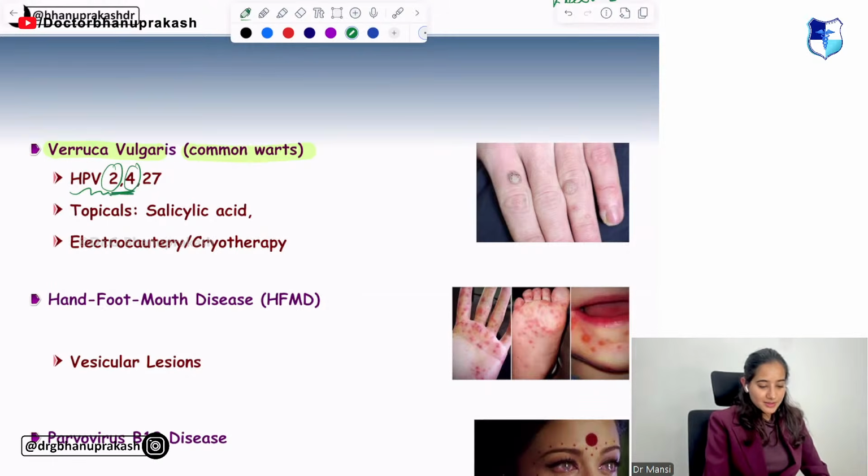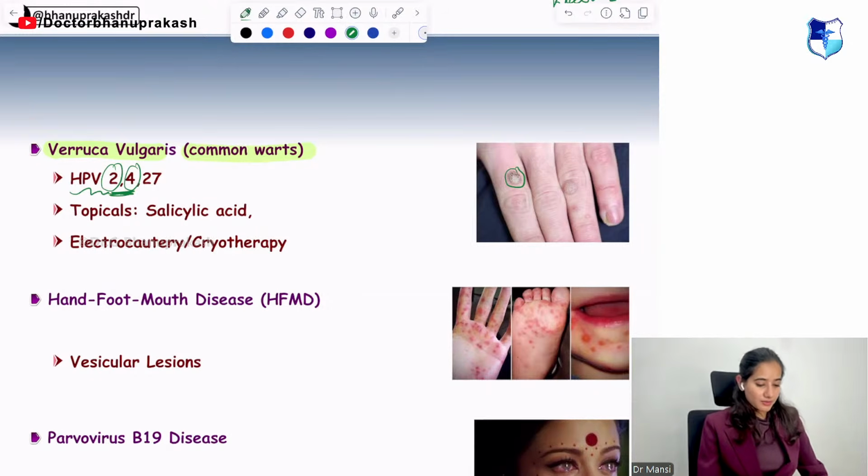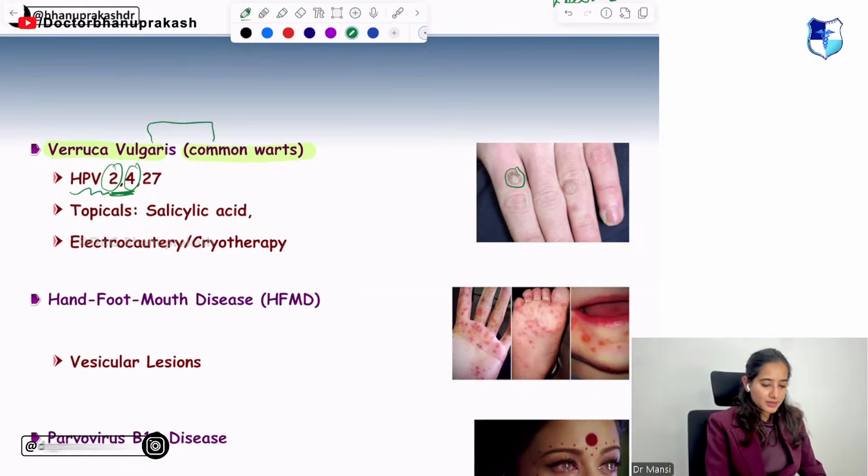So this is a common wart condition. This appears like mostly they'll give you this kind of an image, and they can probably ask you an image based question of verruca vulgaris. And the word vulgaris itself in dermatology means most common, which is present commonly.